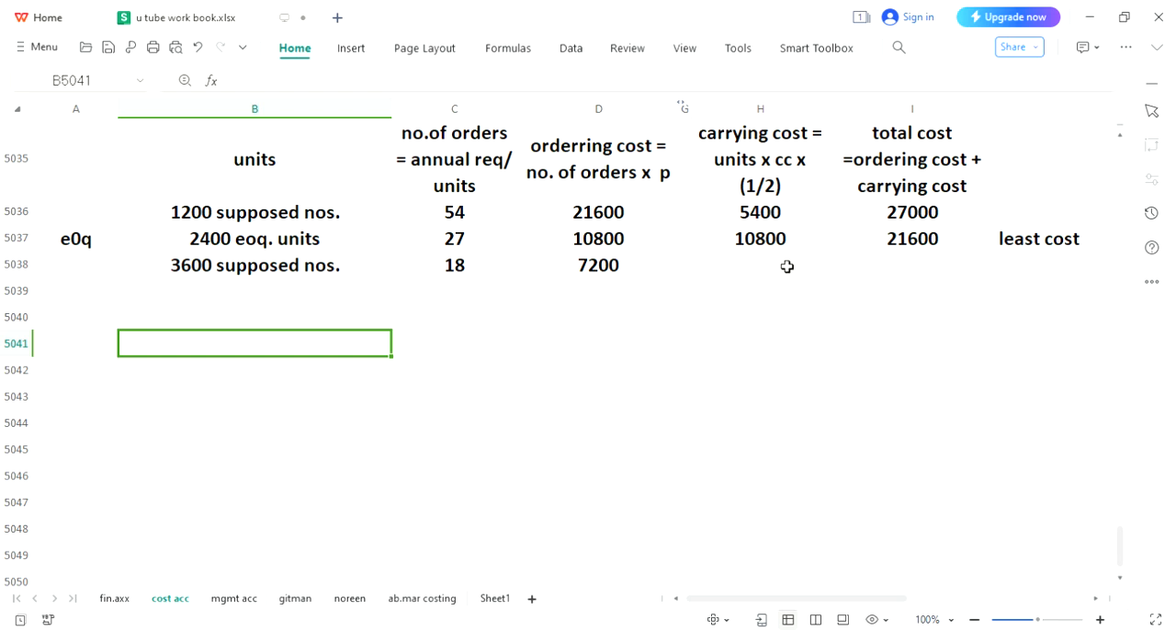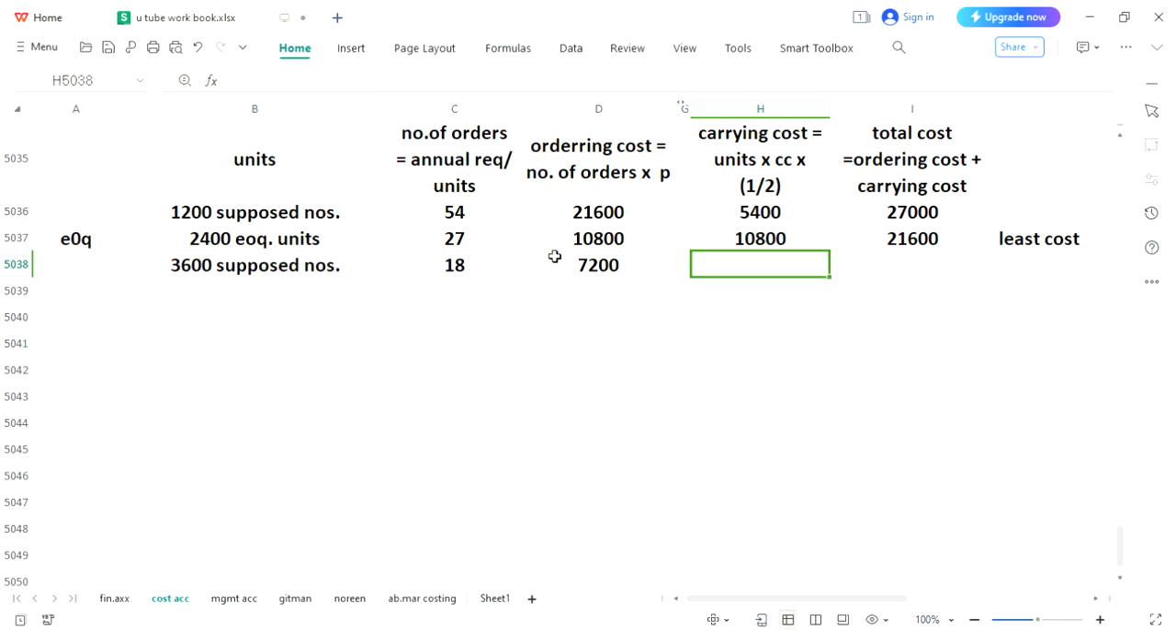Now we will see the carrying cost for 3600 units. What we are going to do is take the number of units, 3600, and multiply it by the carrying cost, which is 9, and multiply by 1 over 2, meaning 0.5. Okay, so we have got our carrying cost. Now please look here: 9 was your carrying cost, and in the second case 9 was the carrying cost, in the third case 9 was your carrying cost. We have repeated the same thing.